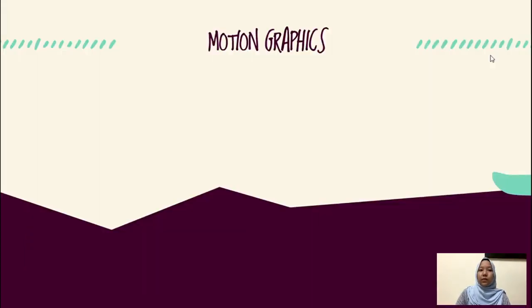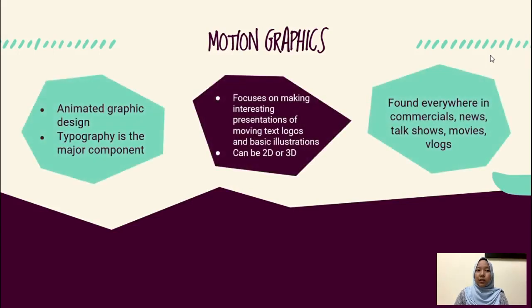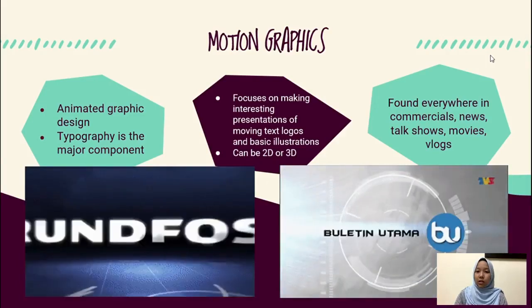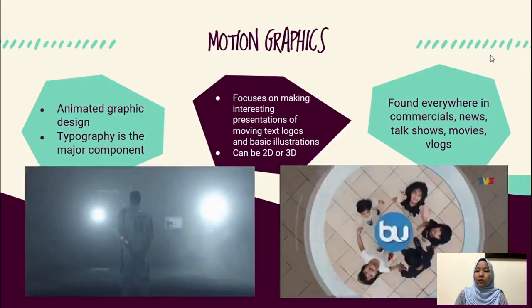Motion graphic is different from other types of animation because it is not character or story driven like in other types of animation. Typography is the major component. Motion graphics also focus on making interesting moving graphic elements or text logos, usually for commercial or promotional purposes. It doesn't require any knowledge of body mechanics or acting, but a good understanding of camera motion. Motion graphics can either be 2D or 3D. It can also be found everywhere in commercials, news, talk shows, movies, vlogs, and many more.